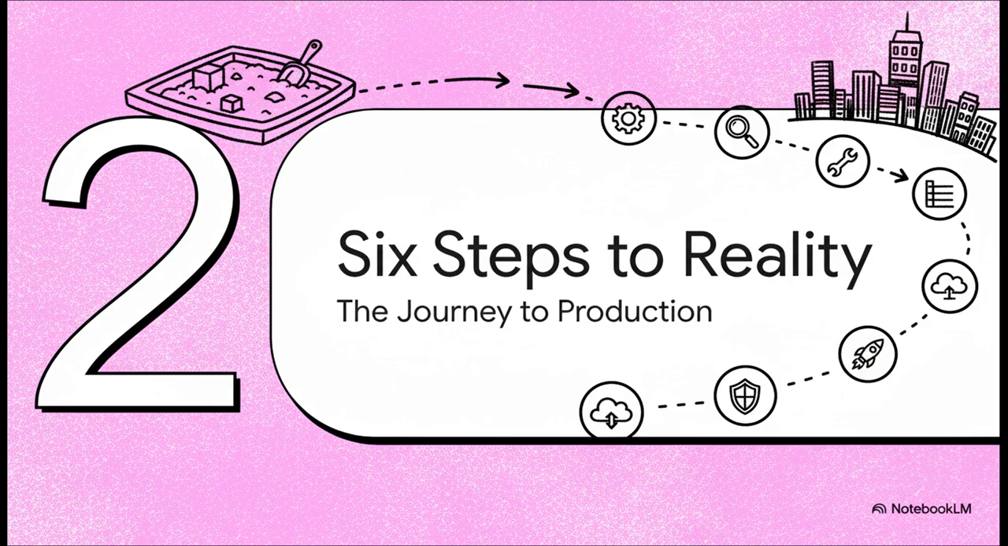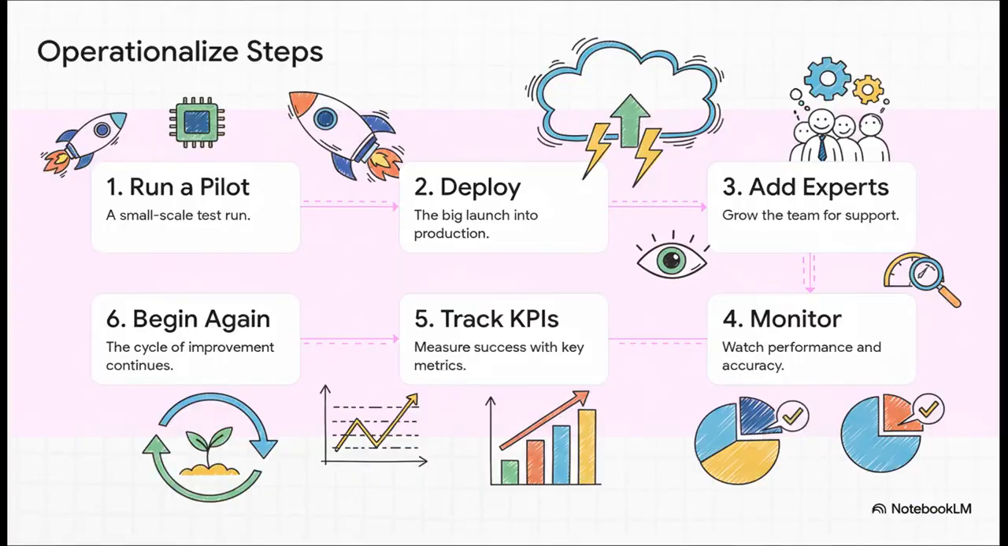Now, getting from that safe little sandbox into the real world, well, it's not a single jump. You can't just flip a switch. It's actually a really carefully planned journey. So let's walk through the 6 essential steps that make sure a data model can actually survive and thrive out in the wild. Okay, so here's the roadmap for our model's big adventure. First, we're going to run a pilot. Then, we deploy to production. After that, it's all about bringing in the team, monitoring for accuracy, tracking those all-important KPIs, and then, well, you'll see, we begin all over again.